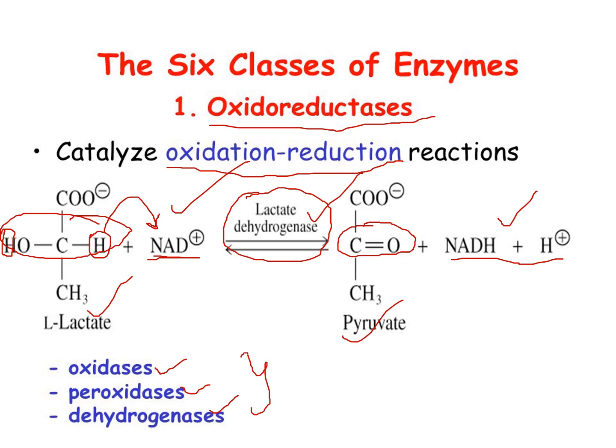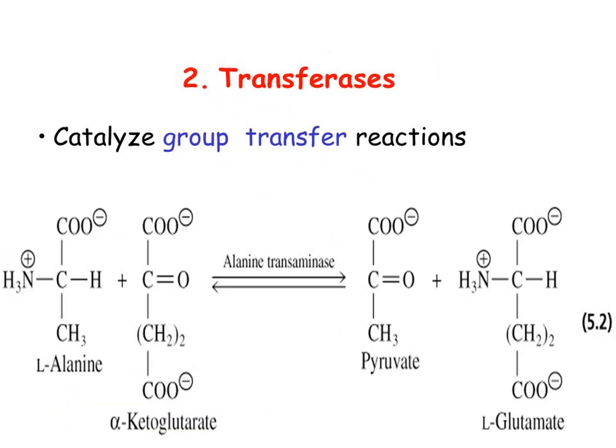The second category is transferases. These are the enzymes which catalyze the group transfer reactions. If you see the reaction here, there are 2 molecules, L-alanine and alpha ketoglutarate. What group is being transferred here? The amino group is getting transferred from L-alanine to alpha ketoglutarate. This is nothing but the transaminase reaction. The enzyme participating in this reaction is the alanine transaminase. These are all the enzymes which come under the transferases. They transfer one group from one molecule to another molecule. Now we'll see the next one.